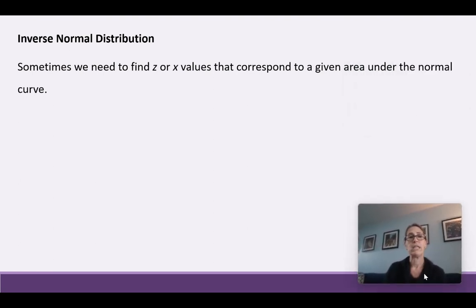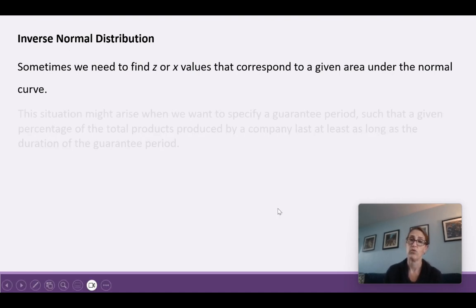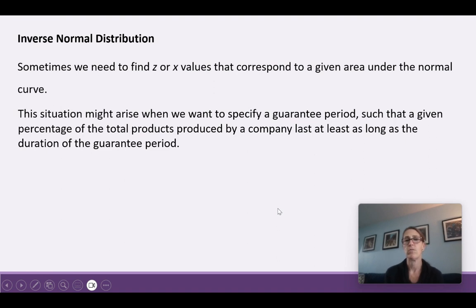So sometimes we need to find our z or x values that correspond to a given area under the normal curve. So we're going to be using the inverse normal distribution. This situation might arise when we want to specify a guarantee period, such as a given percentage of the total products produced by a company last at least as long as the duration of the guarantee period.